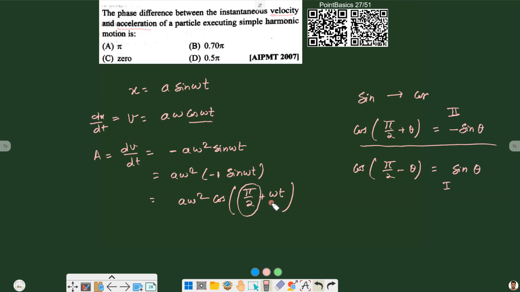pi by 2 radian of omega t, and velocity has only omega t in the form of angle, and in acceleration we have an extra pi by 2. So we can say acceleration is ahead of velocity by pi by 2 radian, or the phase difference is equal to pi by 2, so that is 0.5 pi. So option D will be the right answer. Moving to next question.